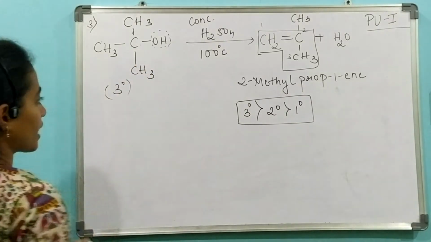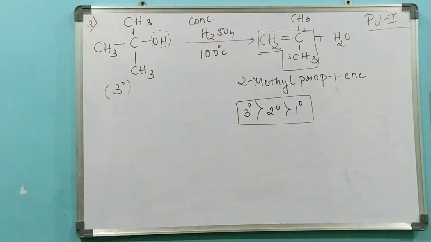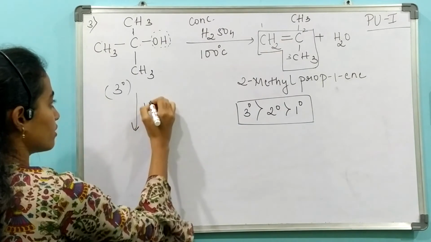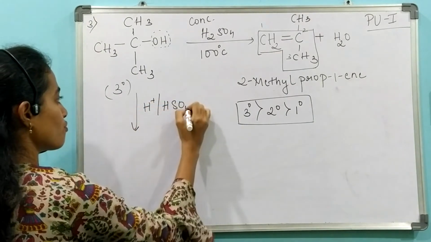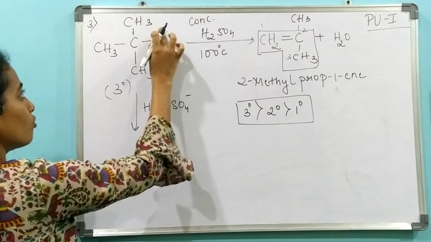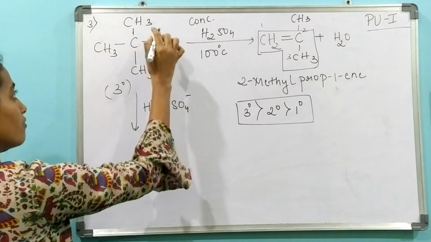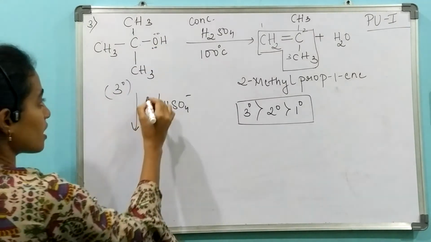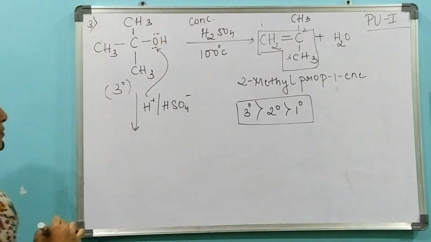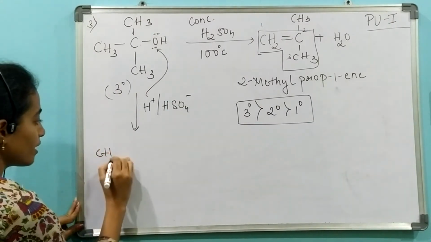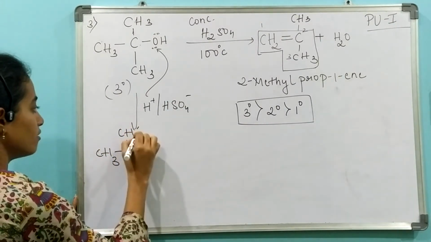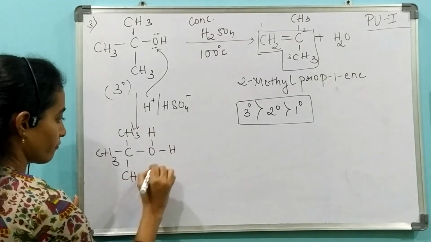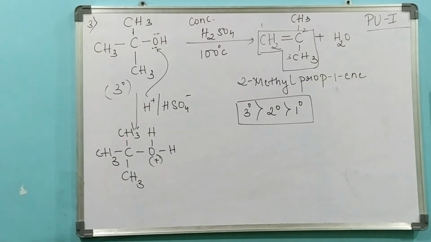So let us see the mechanism of this tertiary alcohol whatever we have taken. Here, when you use the H2SO4, that is H plus and HSO4 minus, as we have a lone pair of electrons on the oxygen, this H plus will be taken here. So you are going to get a protonated alcohol. You got a protonated alcohol.